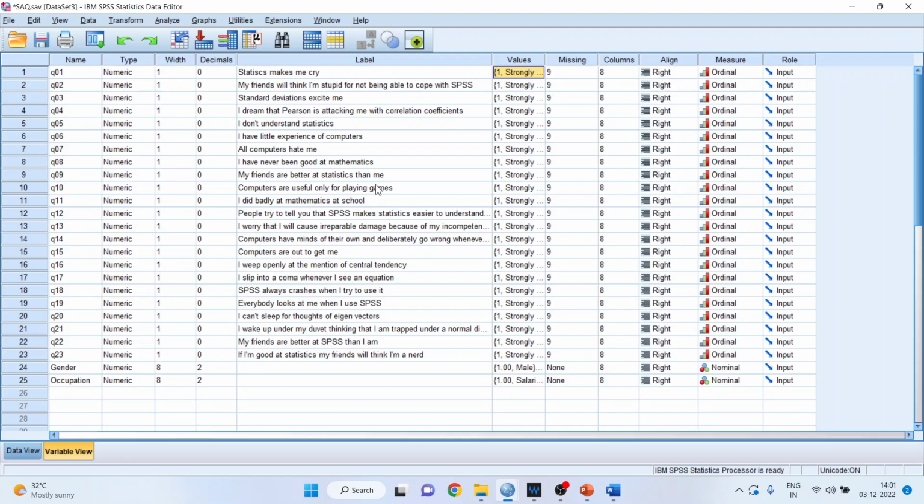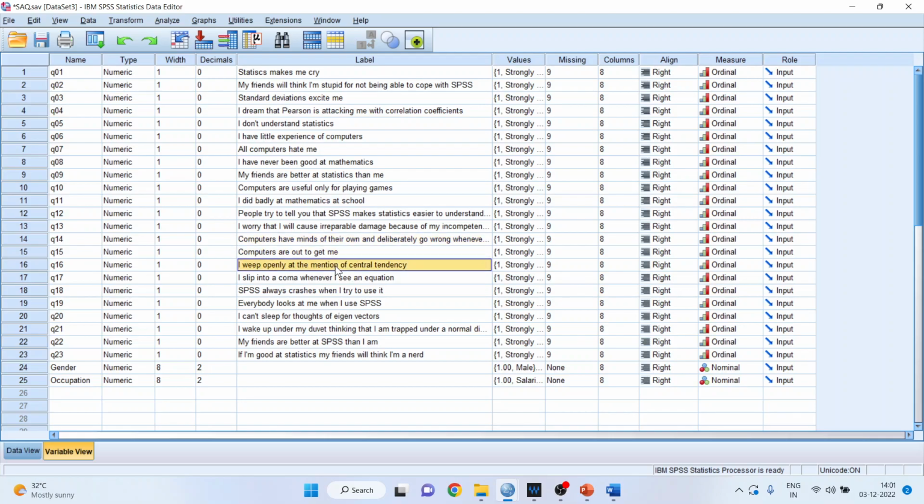Computers are useful only for playing games. I did badly at mathematics at school. People try to tell you that SPSS makes statistics easier to understand. I worry that I will cause irreparable damage because of my incompetences. Computers have minds of their own and deliberately go wrong. Computers are out to get me.